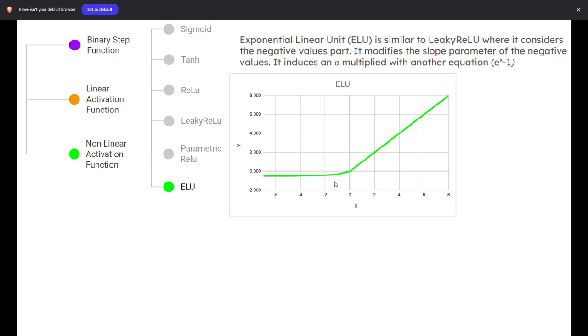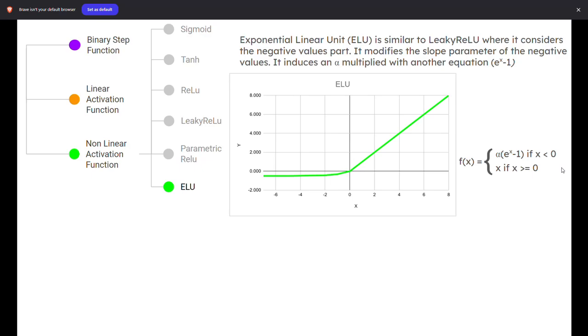It modifies the slope parameter of the negative value. So these values, it introduces an alpha multiplier with another equation. So the equation is like this. If x is greater than or equal to 0, x remains the same value. When it is less than 0, that is where this alpha and one exponential value come into play.